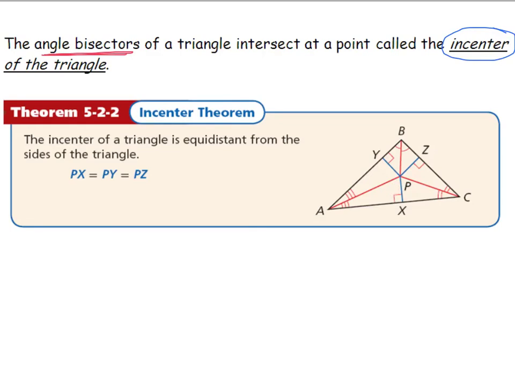Now with incenters, you end up having segments PY, PZ, and PX. Those segments are actually going to be the same exact distance. So on the other one with the circumcenter, the distance from the circumcenter to the vertex was the same. In this case, the distance from the incenter perpendicular to the sides is going to be the same exact length anytime you're dealing with an incenter. So PY, PZ, and PX are all the same length.